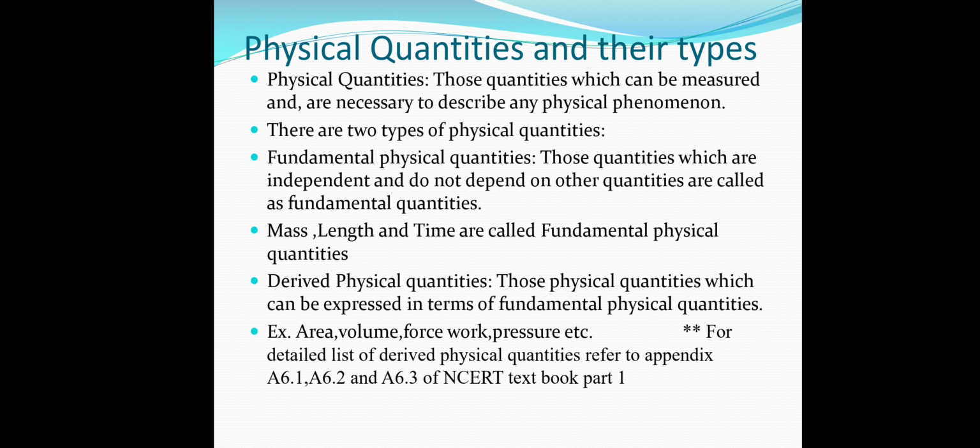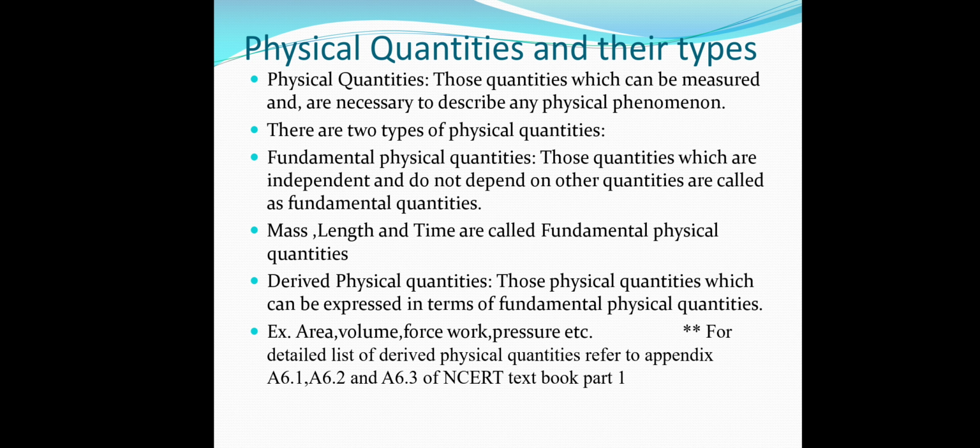Physical quantities are those quantities which can be measured and are necessary to describe any physical phenomena. There are two types of physical quantities: fundamental physical quantities, those quantities which are independent and do not depend on other quantities, are called fundamental quantities. Mass, length, time are called the fundamental quantities.